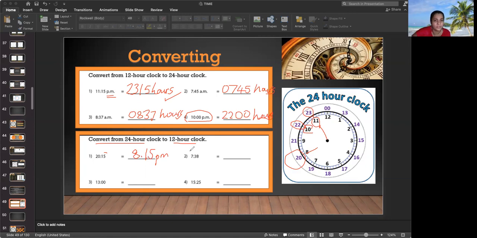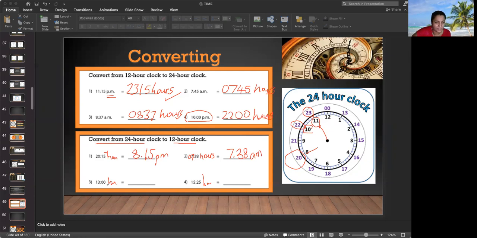Number 2, 7:38. Okay, convert this to 12-hour. Actually by right, they should write here 0738 hours. This is how the question should be, 0738 hours. Okay, 2015 hours. Okay, 1300 hours, 1525 hours. So 0738 means it's the 7th hour of the day, which means 7. 38 minutes means 38 minutes. And since it's still in the morning, this is AM.